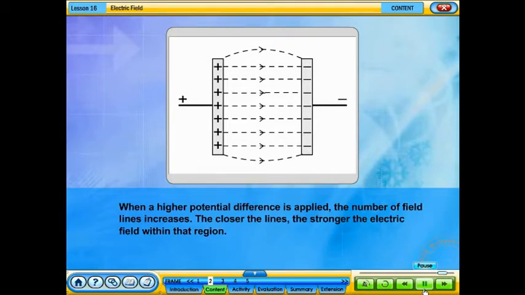When a higher potential difference is applied, the number of field lines increases. The closer the lines, the stronger the electric field within that region.